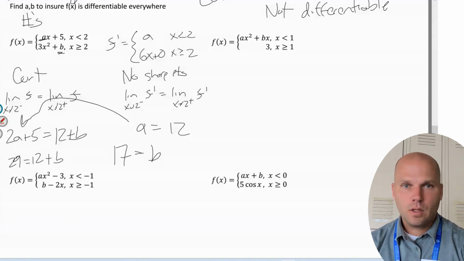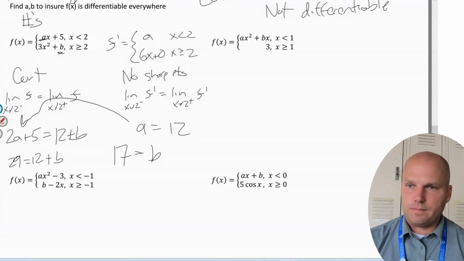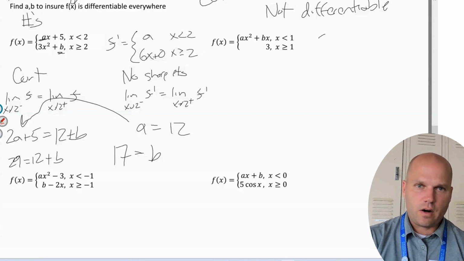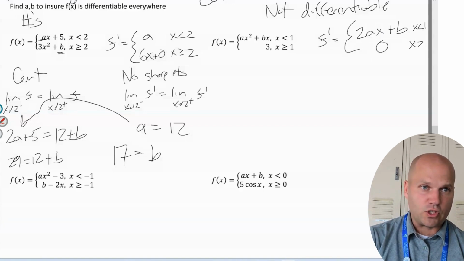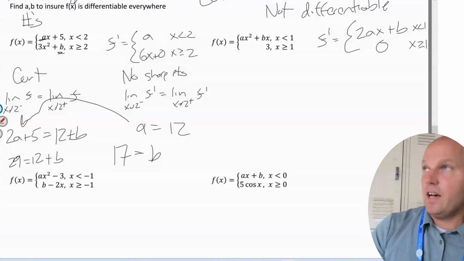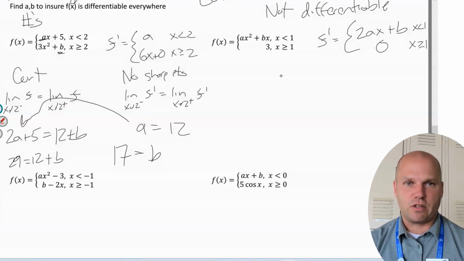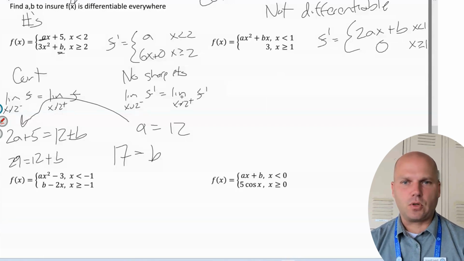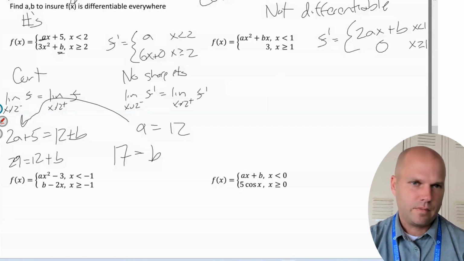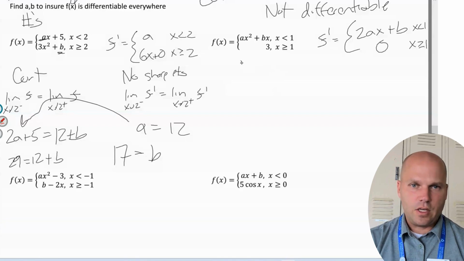Cool. All right, same deal. Here is the function. Here are its slopes. I would have 2ax plus b as the slopes for x less than 1, and I'd have 0 for the slopes when x is bigger than 1. The slope of 3, y equals 3, is 0. I'm going to skip the whole limit notation. I'm just going to get to it. Check the continuity.